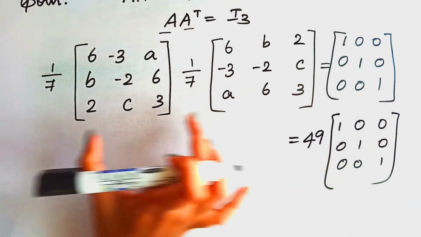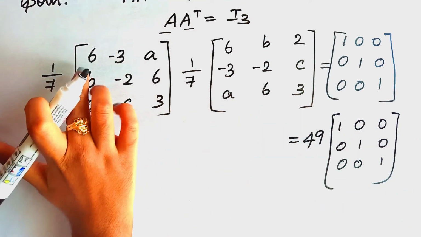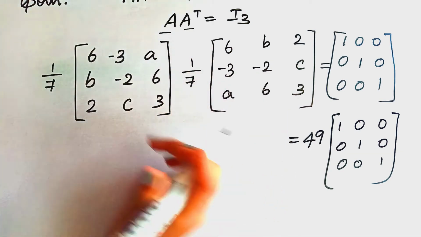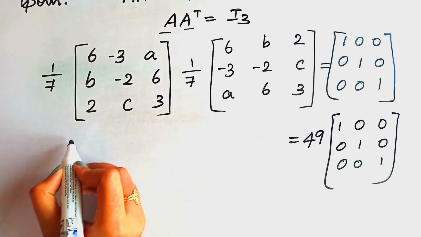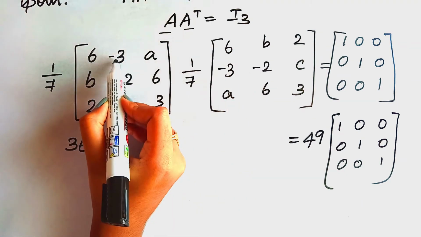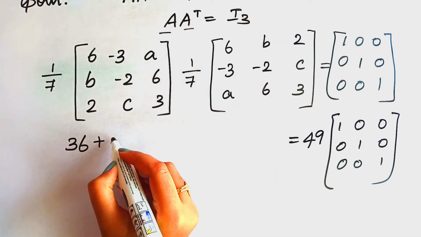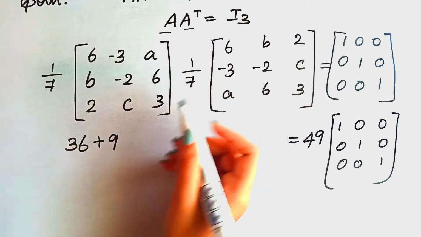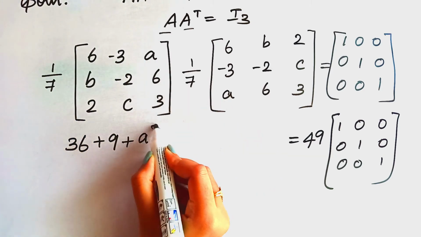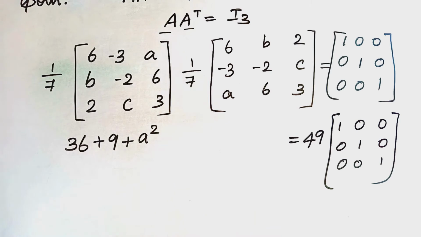Now let's multiply these two things. For that, first you have to multiply the first row and the first column. 6 into 6, we'll get an answer 36. And then here minus into minus, we'll get a plus here. And 3 into 3, we'll get 9. And here A into A, we'll get an answer A square here. Okay, so this is for the first element.